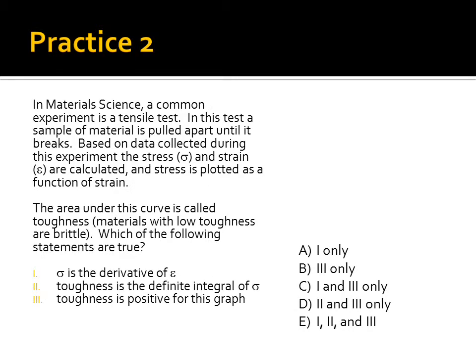Okay, let's take a slightly more complicated problem. In material science, a common experiment is a tensile test. In this test, a sample of material is pulled apart until it breaks. Based on data collected during this experiment, the stress, abbreviated with the Greek letter sigma, and the strain, abbreviated with the Greek letter epsilon, are calculated. Don't get freaked out by the Greek letters. They're just other ways of writing the same thing, like X and Y or F and H and G. They're just more variables, more abbreviations.